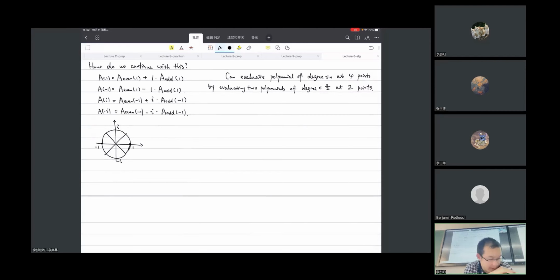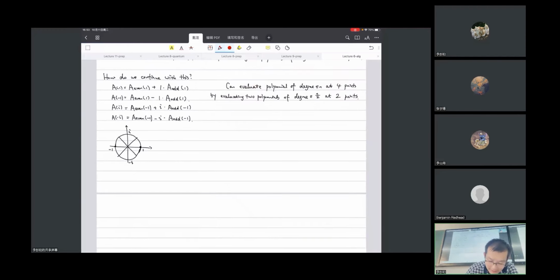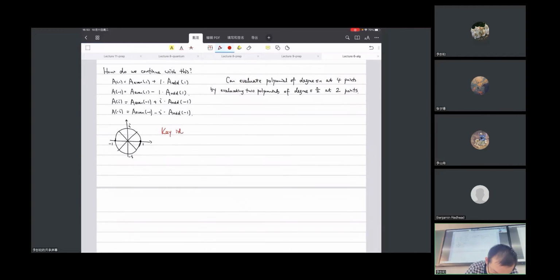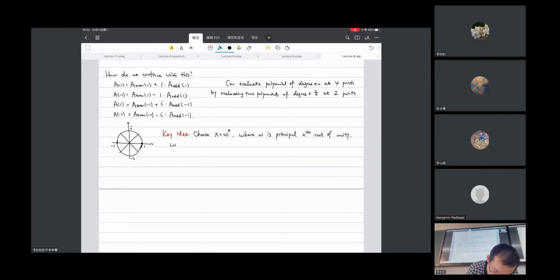Mathematically, to really work with imaginary points, we need a little bit further definition here. So let's make this idea more formal. Here we have this key idea that we can choose x to be omega to the k, where omega is a principal nth root of unity. This just means that omega equals e to the 2 pi i over n.